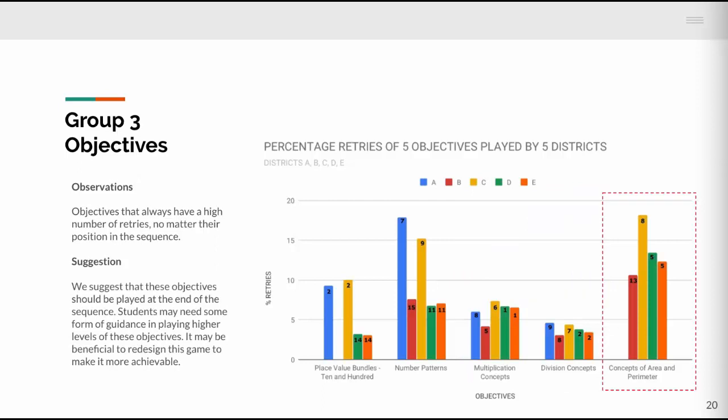Concepts of area and perimeter falls into Group 3. From our analysis, we discovered some game mechanic reasons for this, such as the potential lack of intuitiveness of the game. We suggest that the game should be redesigned.